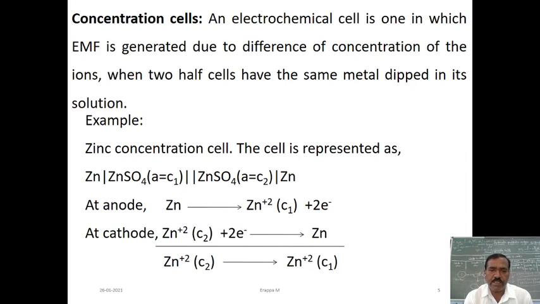Definitely a potential is developed, so the EMF of the cell can be measured. At the anode, zinc goes into the solution, so we call it C1 concentration, Zn2+ plus 2e. At the cathode, zinc ions take up the electrons, C2, forming zinc. Overall reaction, Zn2+ with higher concentration gives Zn2+ with lower concentration.